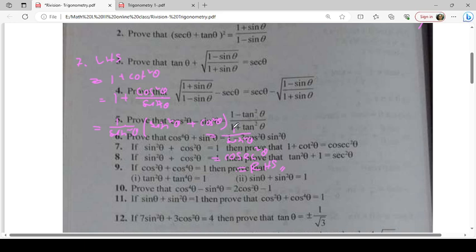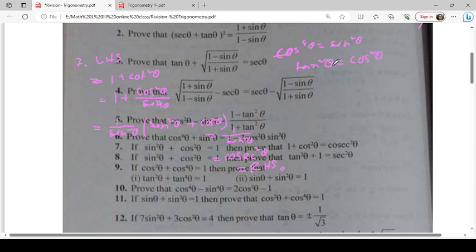So tan square theta, it is sin square theta by cos square theta, if we multiply by sin to the power 4 theta. So how can we have it? We have cos to the power 4 theta is equal to 1 minus sin square theta. It is cos square theta. It is sin square theta. So sin square theta by cos square theta, it is tan square theta. So tan square theta is equal to cos square theta.